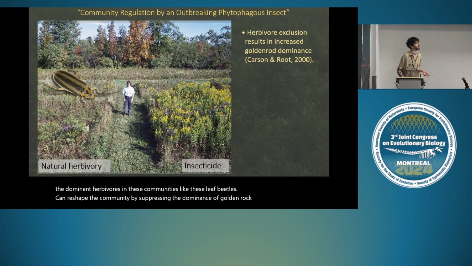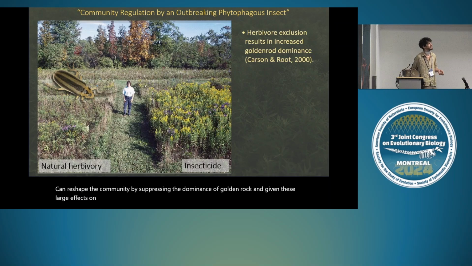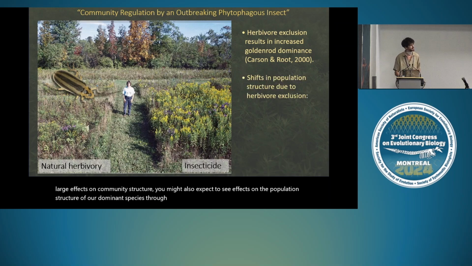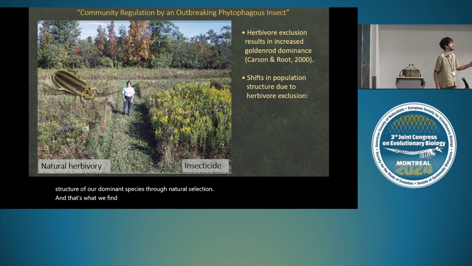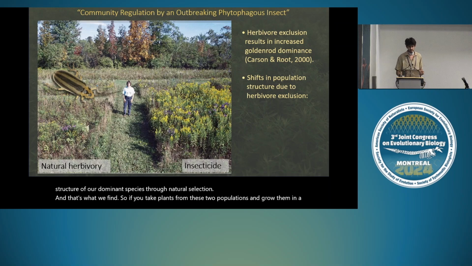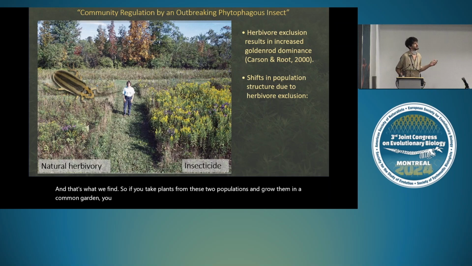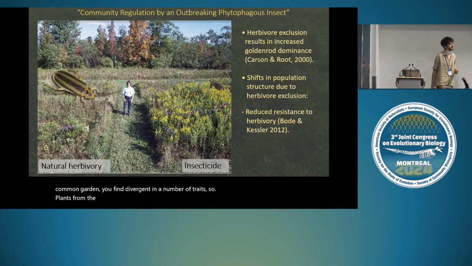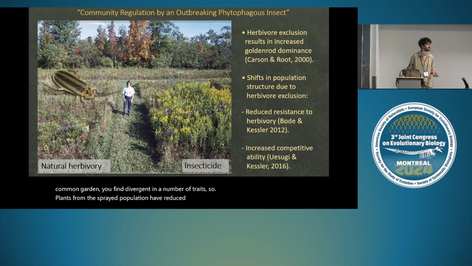And given these large effects on community structure, you might also expect to see effects on the population structure of our dominant species through natural selection. And that's what we find. So if you take plants from these two populations and grow them in a common garden, you find divergence in a number of traits. So plants from the sprayed population have reduced resistance to herbivory and also increased competitive ability.